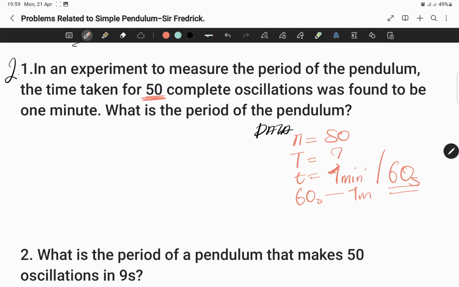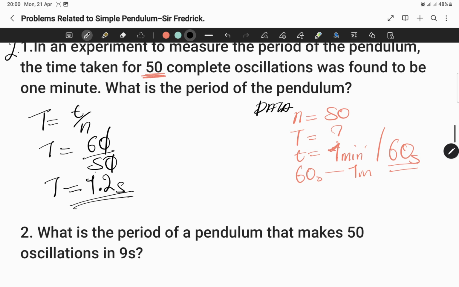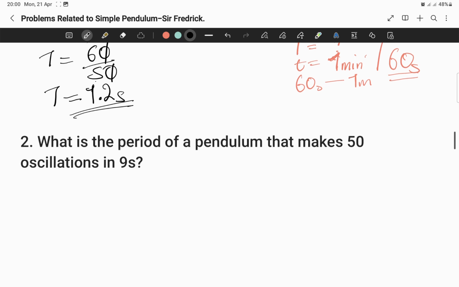So period is equal to time over number of oscillations. So that's going to be 60 seconds over 50. Okay, that's 0 goes, then 5 into 6, 1. Remember, after 1 we put a point, it can't go there. Then 5 into 10, it's going to be 2. So this is going to be our answer. Period is equal to 1.2 seconds. Then we go to the next one.